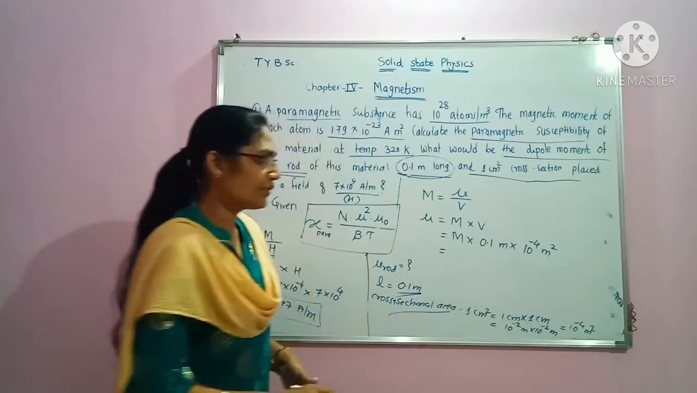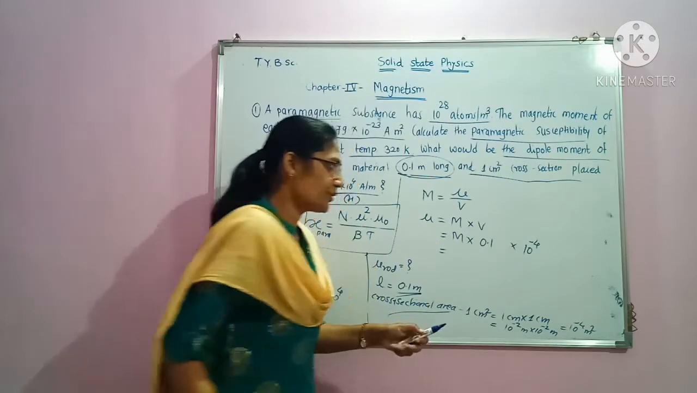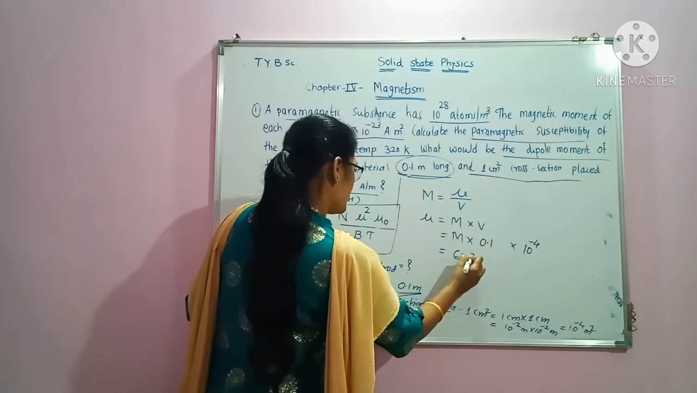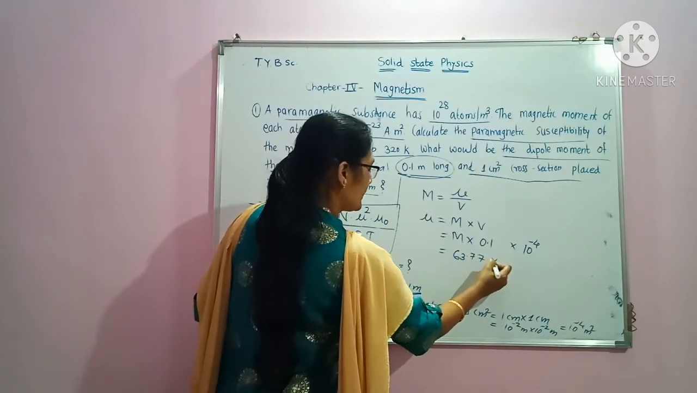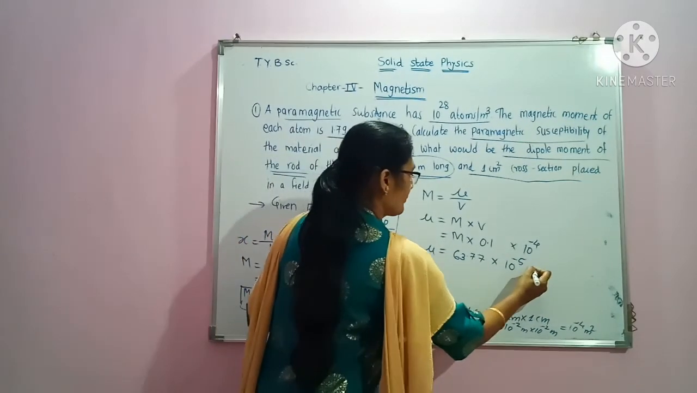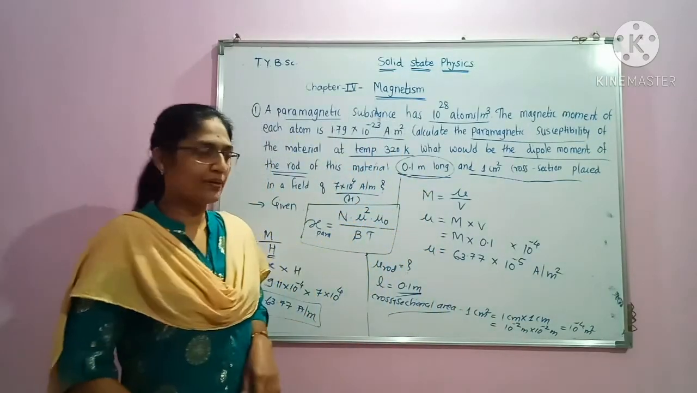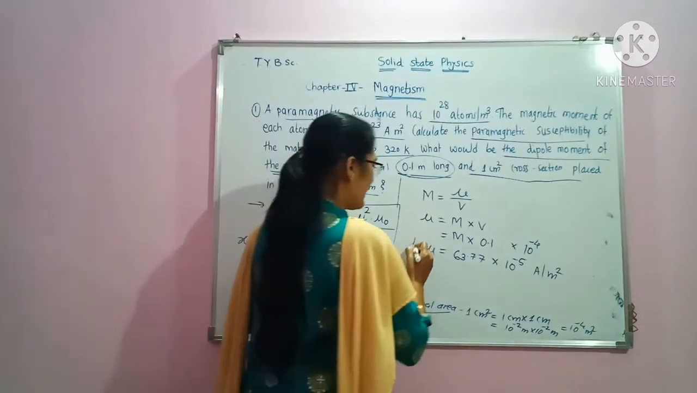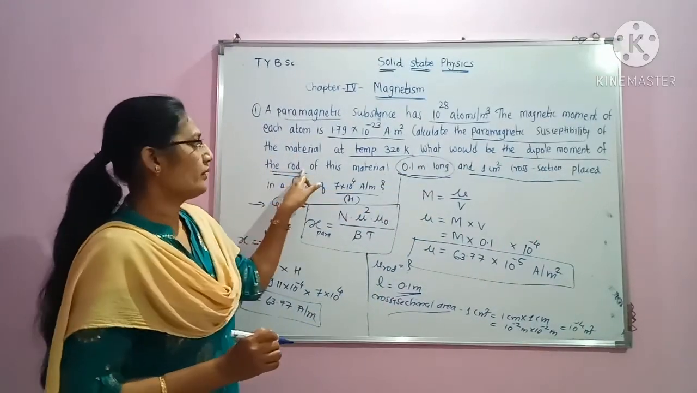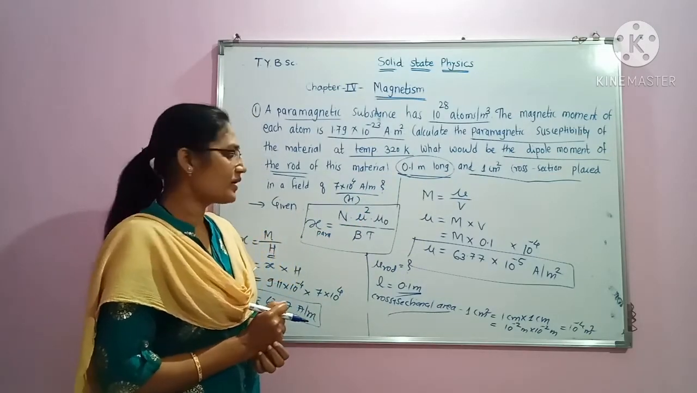So we will substitute the value of magnetization, 63.77, which we just calculated, into 10 raised to minus 5, and its unit is ampere per meter square. This is the value of dipole moment of the rod having length 0.1 meter long and cross sectional area 1 centimeter square.